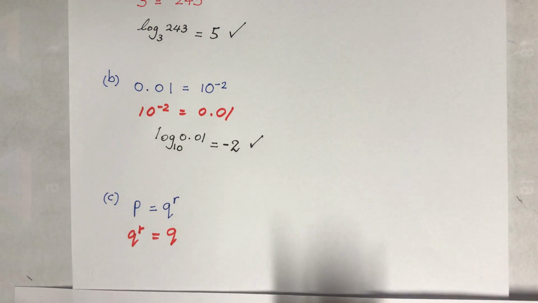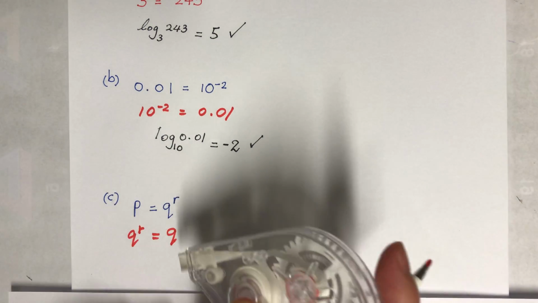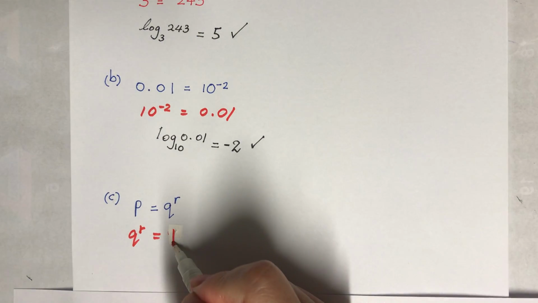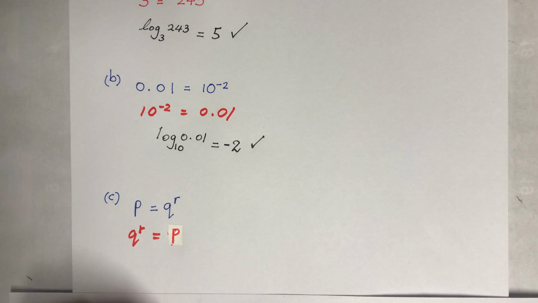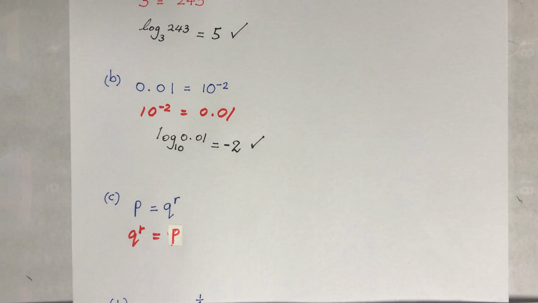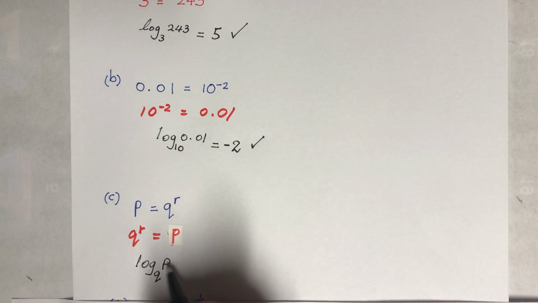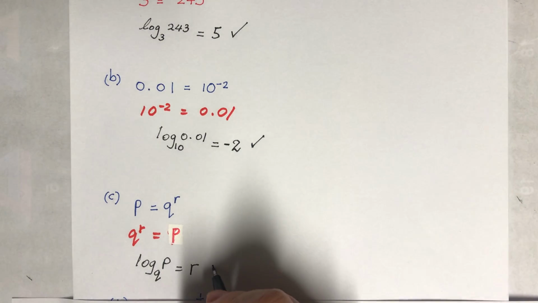Oops, I've done something wrong there because it's not Q, is it? It's a P. So I'm going to go log, what's my base? Q. My answer is P. My power is R. Okay, so that's the same.